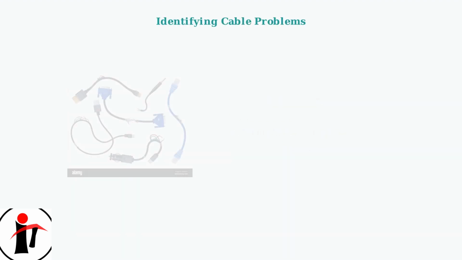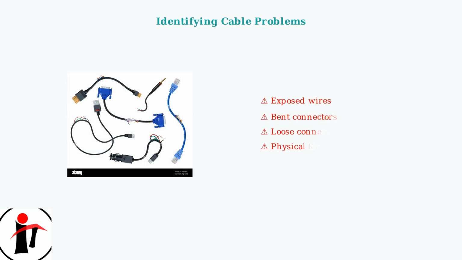Look for these warning signs of cable damage: exposed wires, bent connectors, loose connections, or physical kinks in the cable. Any of these issues can cause intermittent or complete signal loss.